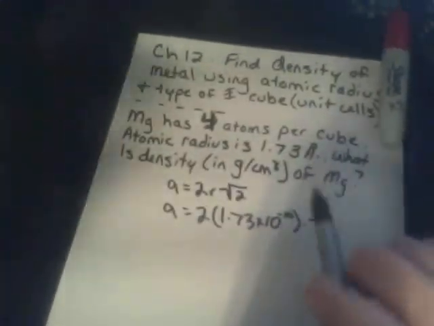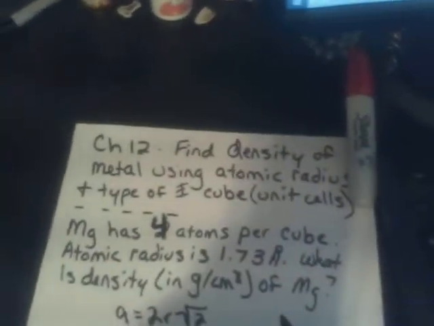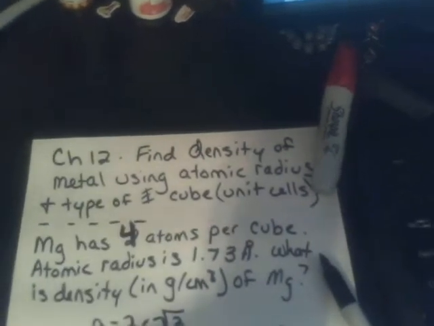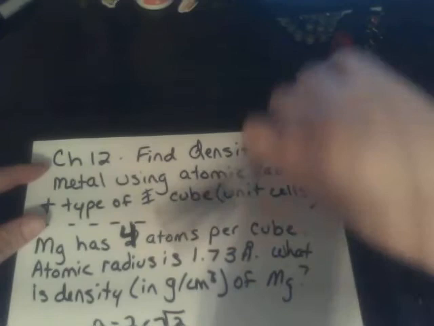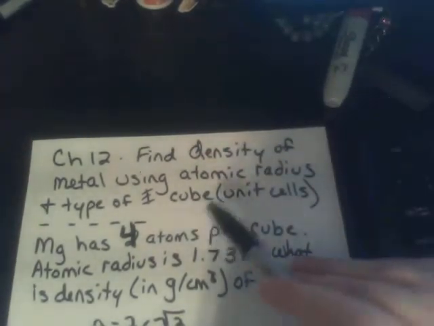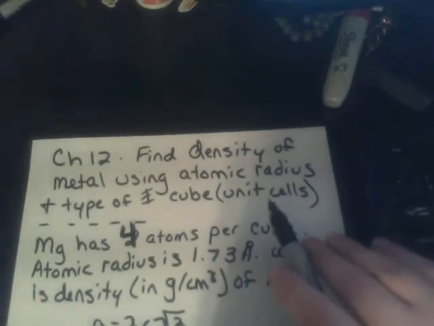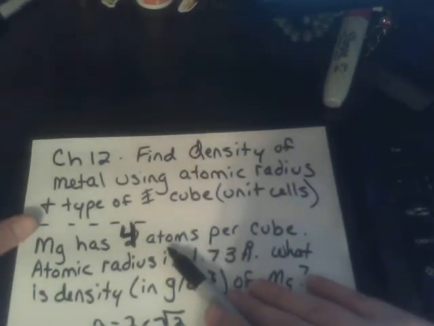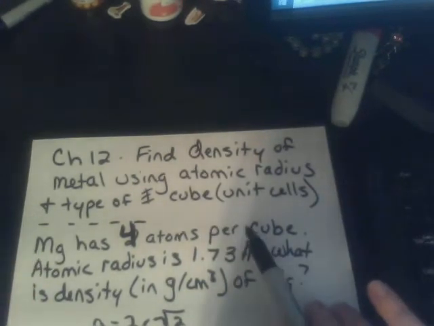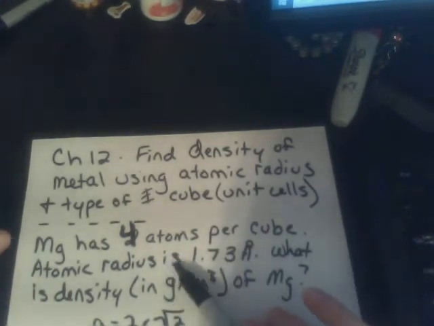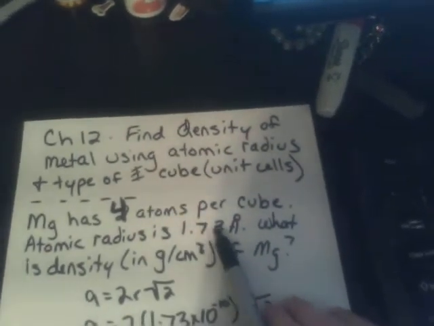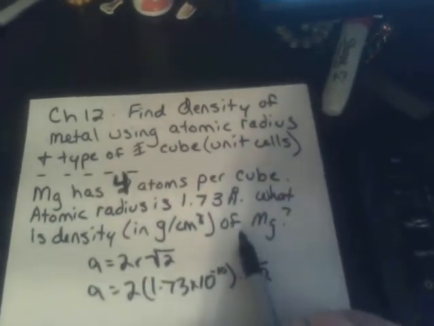So hey guys, for this video we're going to be finding the density of a metal using a known atomic radius and the type of unit cell that the metal is packed in. If I give you the data that magnesium has 4 atoms per cube, or per unit cell, and that the atomic radius of magnesium is 1.73 angstroms, I need to know the density of magnesium.